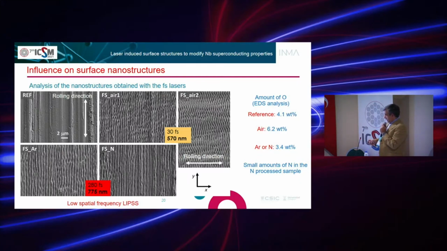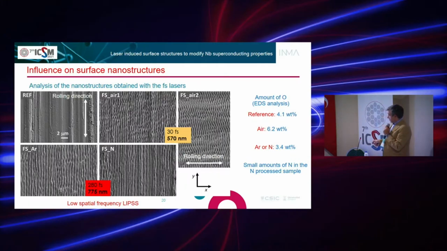And here we have a different periodicity, but this is the only difference. And also, you can see that if we change the orientation of the sample with respect to the laser protocol, we have the same nanostructure independent of the rolling direction.